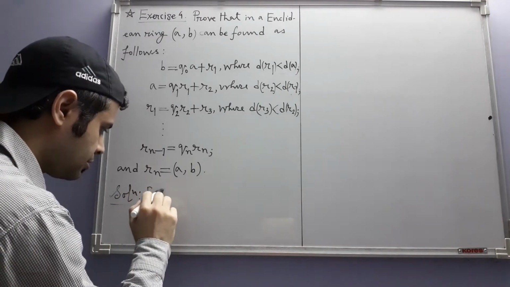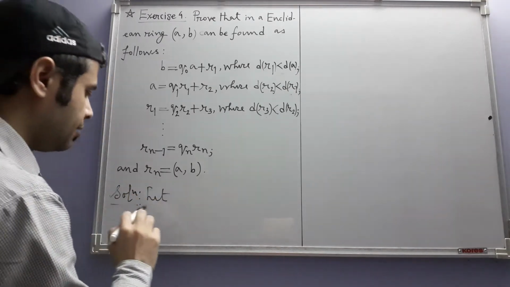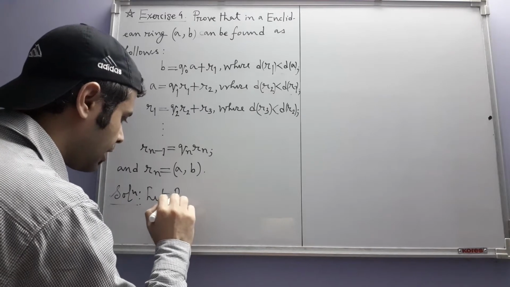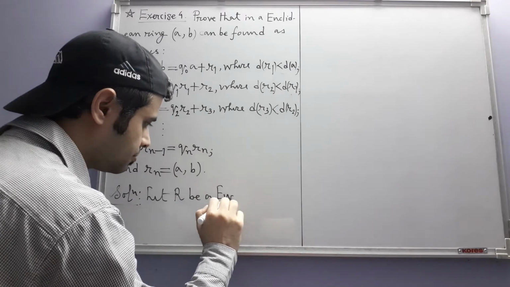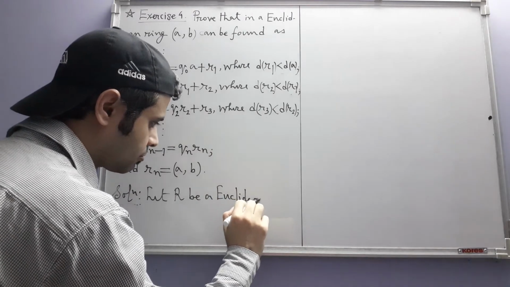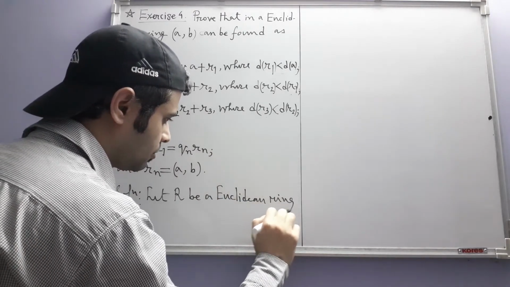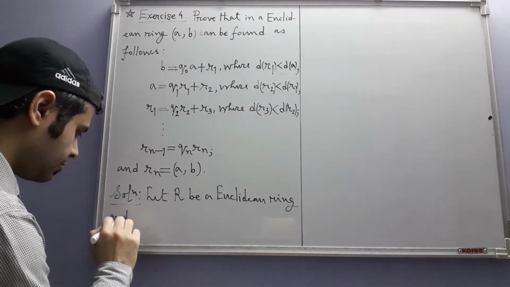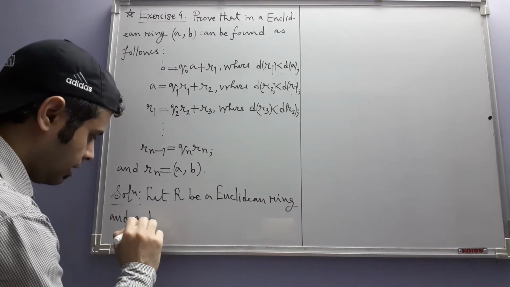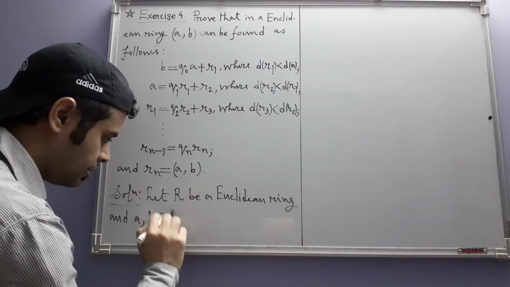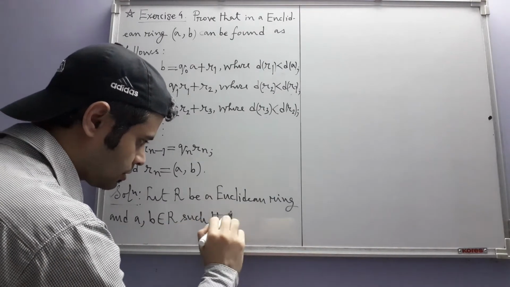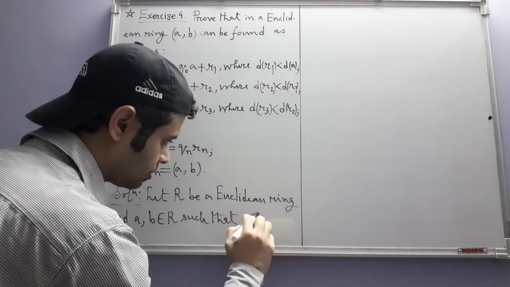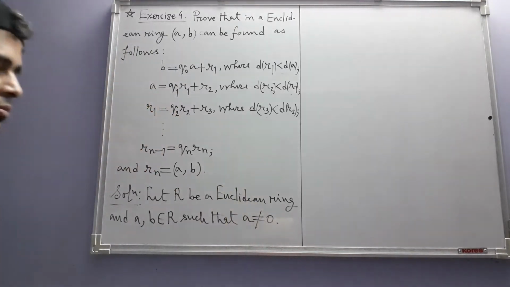So for definiteness, we have to name the Euclidean ring. Let R be a Euclidean ring and A and B are two elements in R such that A is non-zero. Okay. Now we make a claim.